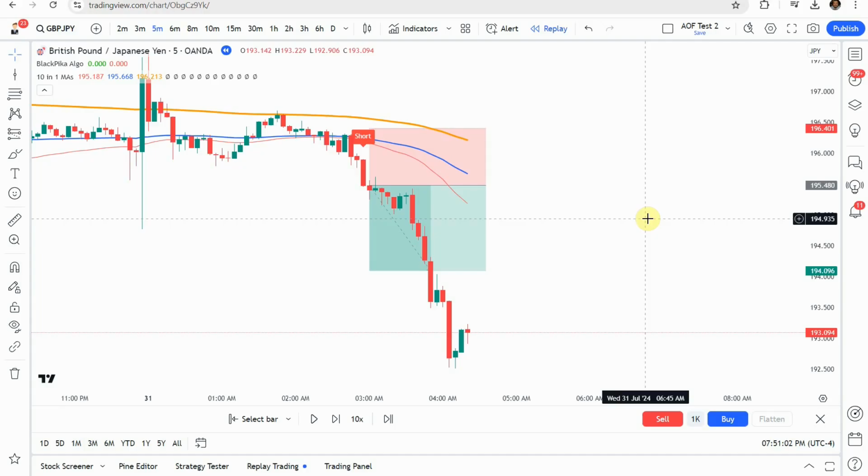So the indicator may pinpoint the exact entries, but that doesn't mean that they are good entries. And so in this case, definitely not that great.